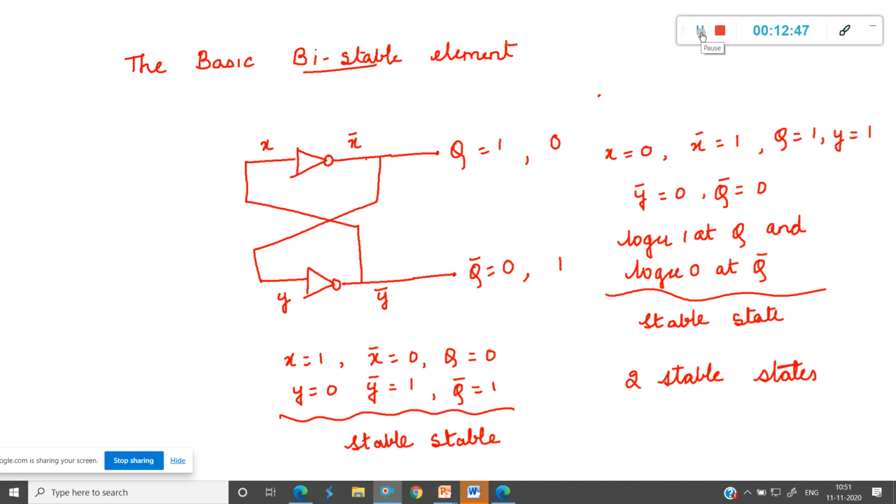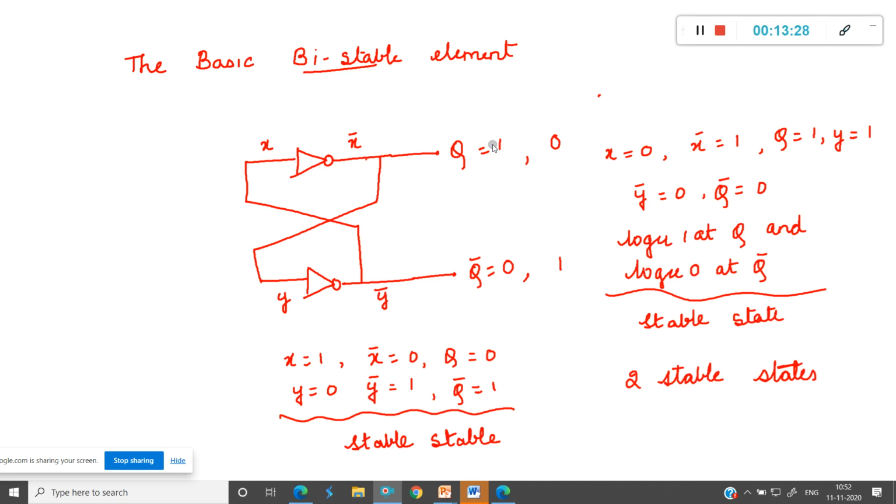The binary symbol that is stored in this basic bistable element is referred to as the content or the state of the element. If Q is 1, the content is 1; if Q is 0, the content is 0. Content is also known as the state of this element. If Q is 1, it is preserving logic 1. If Q is 0, it is preserving logic 0.